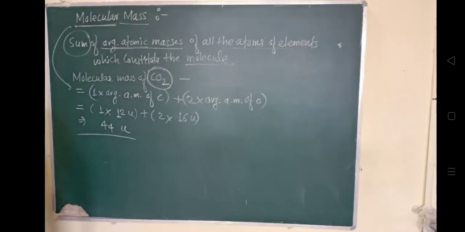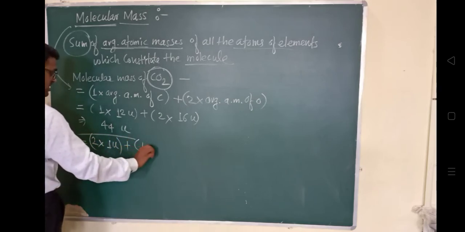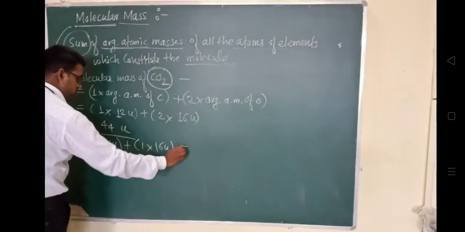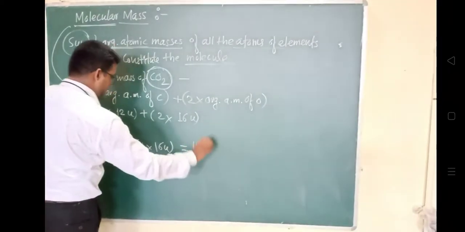We can take different examples, for H2O also. For H2O, two atoms of hydrogen are present, and we know the average atomic mass of hydrogen is 1 unified mass. Plus oxygen, one atom is there, and for one it is 16 u. So in this way we get the answer 16 plus 2, that is 18 unified mass.